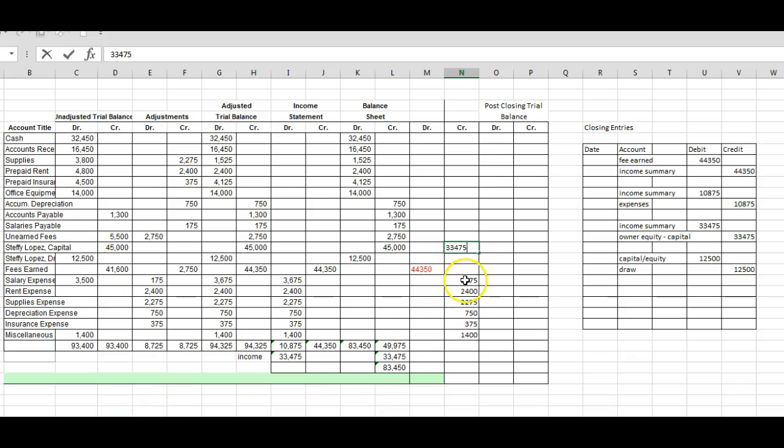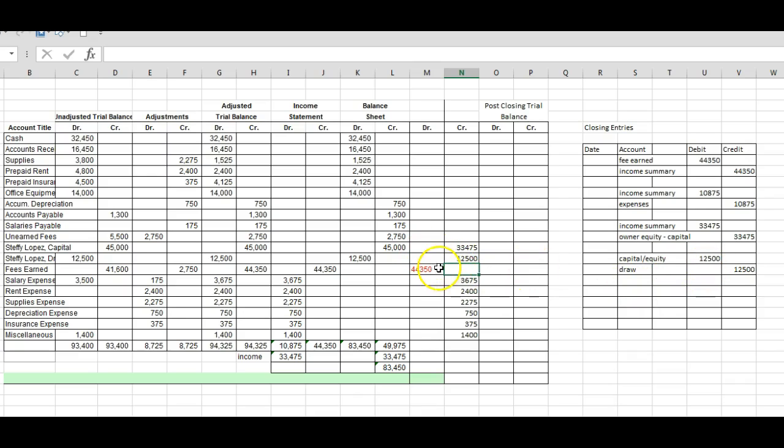Okay, so now we have the income taken care of. These balances are all zero. This has a credit. It's going to be added to your capital. And our very last one is the draw account. So where did that little booger go? This needs to be credited for 12,500, which makes that a zero balance.